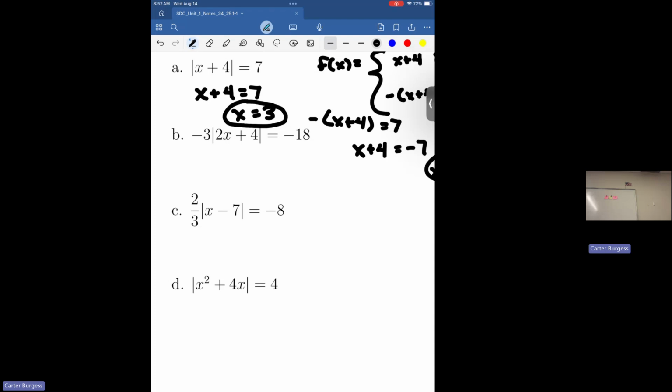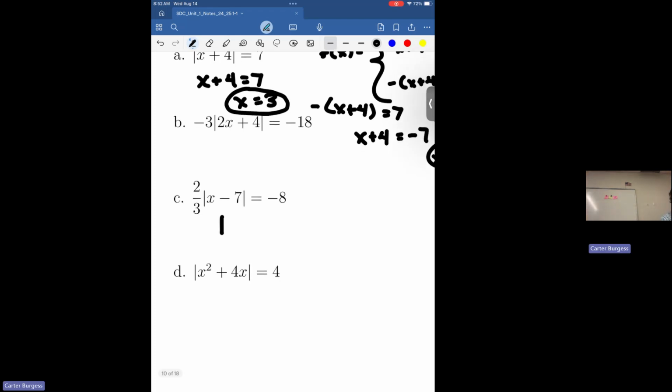So here, what would I do to both sides in order to get the absolute value on its own? Divide by the 2/3. That would absolutely work. What is dividing by 2/3 the same as? Multiplying by 3/2. Very nice. So the absolute value of x minus 7 should be equal to negative divided by 2, -12.